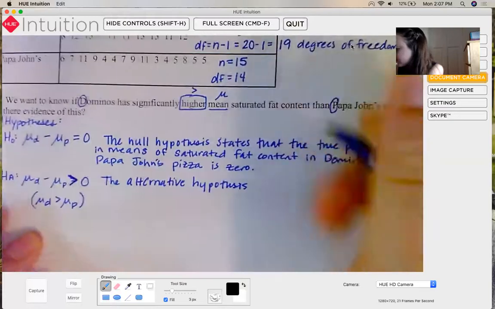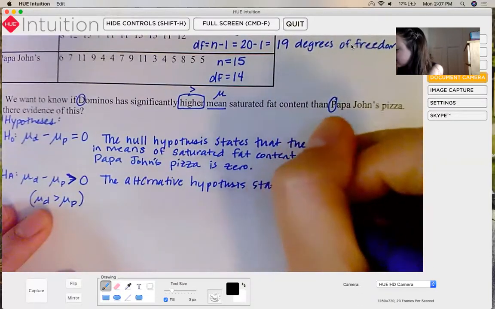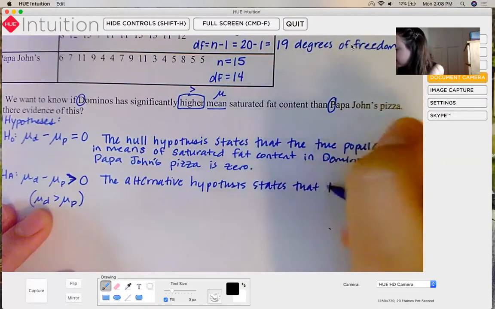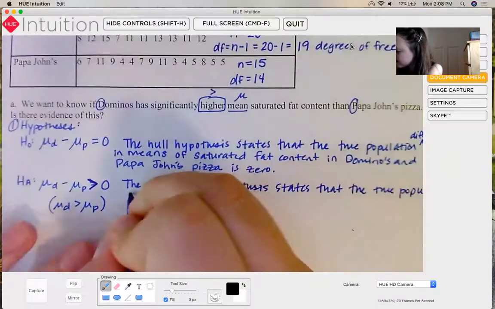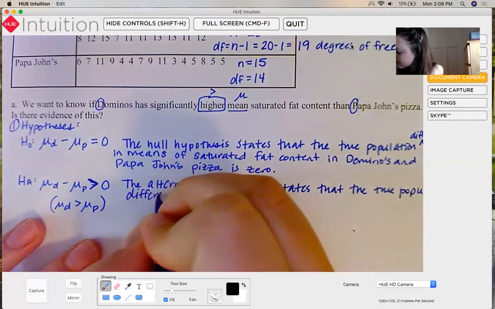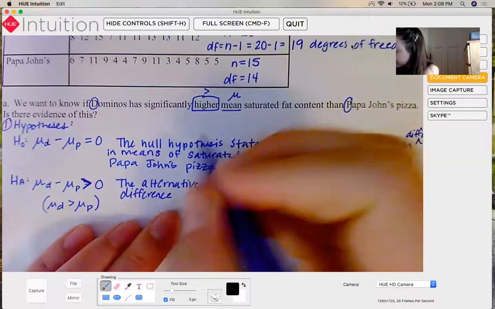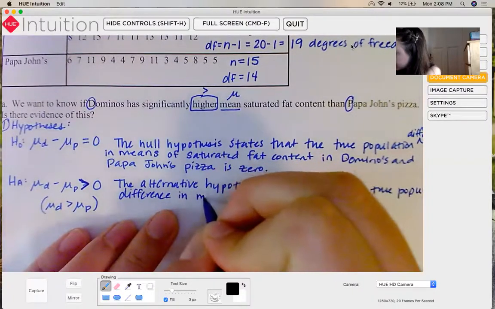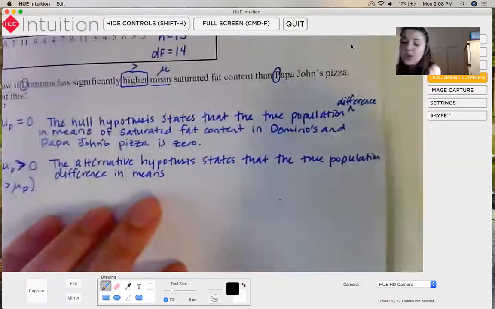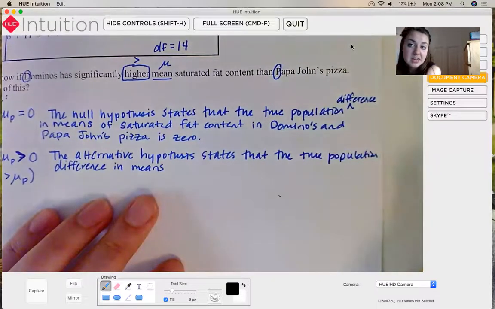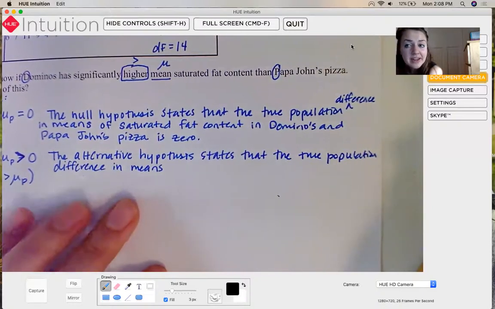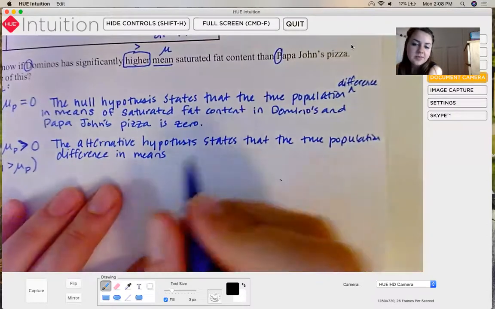Okay, so the alternative hypothesis states that the true population difference in means. Another way you could say this would be the true difference in population means. That would also work, and actually that might even be a slightly better way of saying it, to be honest.